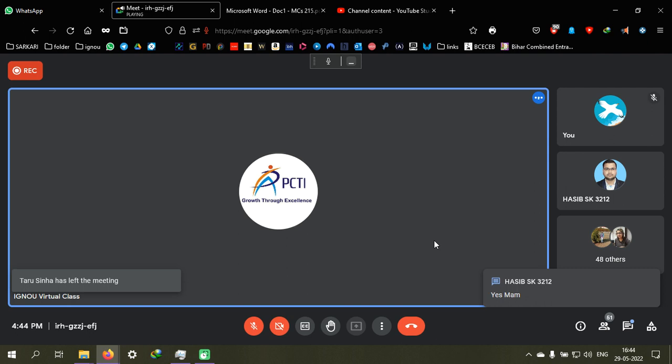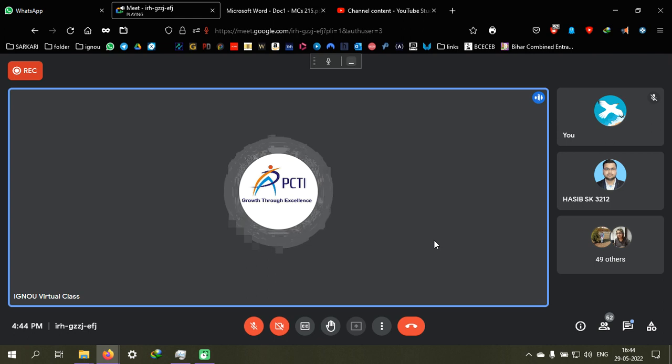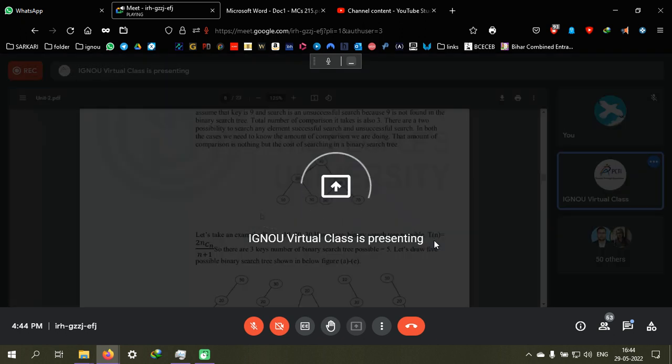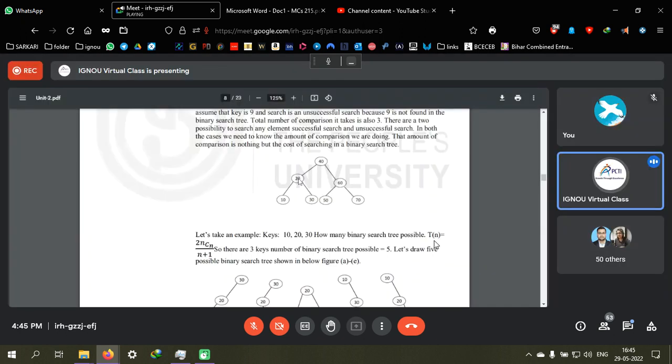A binary search tree is a binary tree in which all the keys smaller than the root are on the left side, and all the keys greater than the root are always present in the right side. Yes, ma'am. Right? So here is 40. 20 is less than 40, so you have to place it on the left hand side.